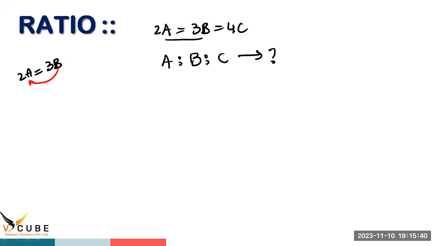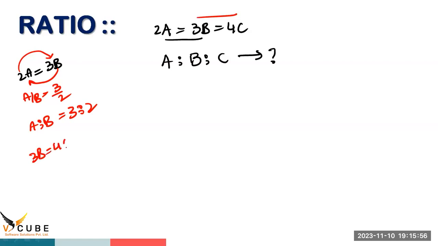Take b to this side, and take 2 to this side. Then what happens? a by b is equal to 3 by 2. a by b and a is to b are the same, that is 3 is to 2. Right, next take these two values here: 3b is equal to 4c. Take c to this side, and bring 3 to this side. Then b by c is equal to 4 by 3.